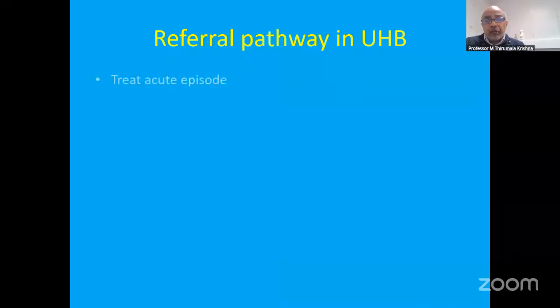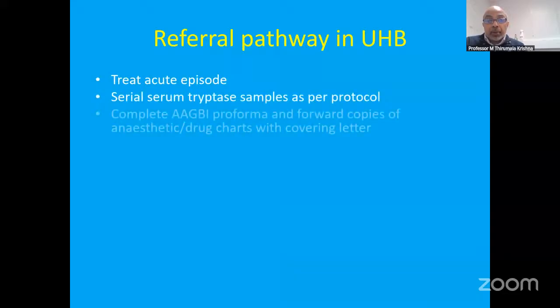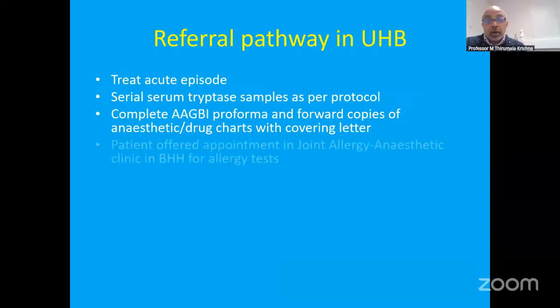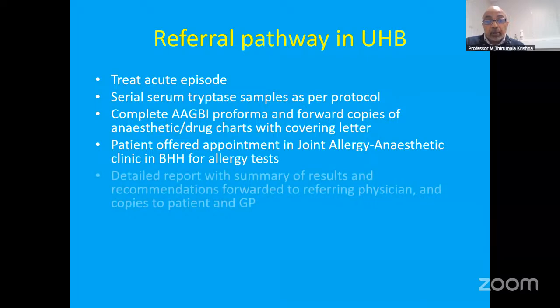So this is our referral pathway. In my hospital, the anesthetist treats the acute episode. They take the tryptase samples as I described, the serial tryptase samples. They complete the AAGBI proforma. They have to type it, by the way. They should not handwrite it. They forward a copy of the drug charts, anesthetic charts with a covering letter. Then the patient is offered an appointment in our clinic. And then once the tests are completed, a detailed summary of the results is forwarded to all those people, including the patient.